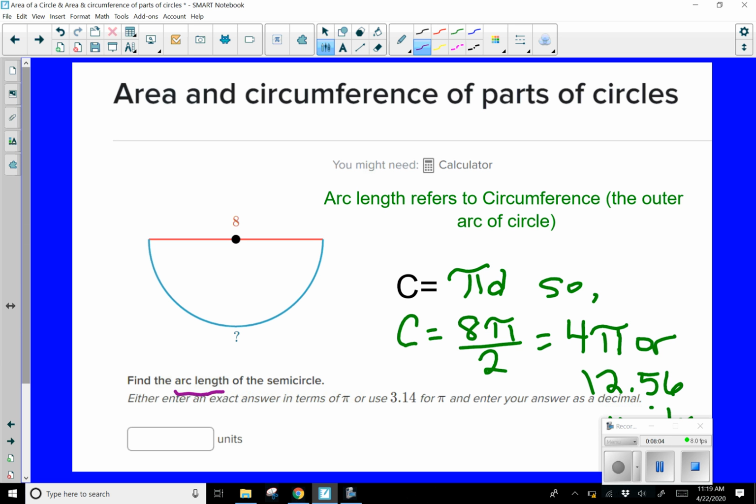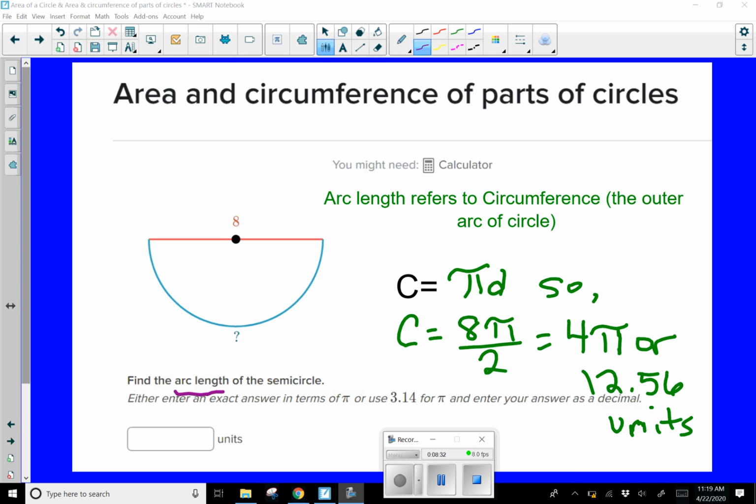So as you can see, I've taken my diameter. Notice that this whole line right here is red, which means that the 8 is referring to your diameter, the entire length going through the center of your circle. So I'm going to plug in 8 for my diameter. That gives me a circumference of 8 pi. And then I'm going to divide by 2 because it's a semicircle, which leaves me with my circumference equaling 4 pi. Or if I multiply through by 3.14, I'm going to get 12.56 units. You'll see in the instructions it says either enter an exact answer in terms of pi, which would be 4 pi, or you can use 3.14 for pi and enter your answer as a decimal, which would be 12.56 units.